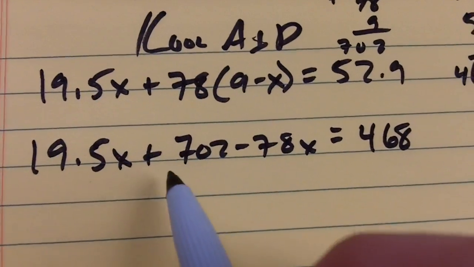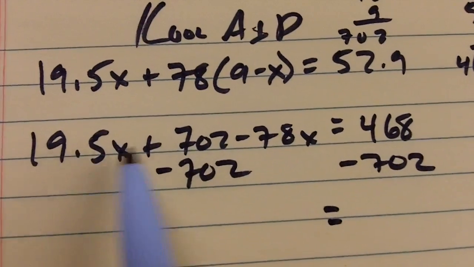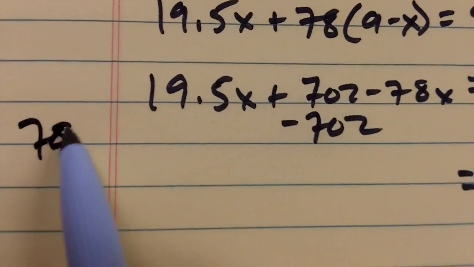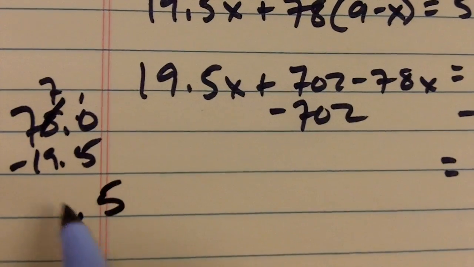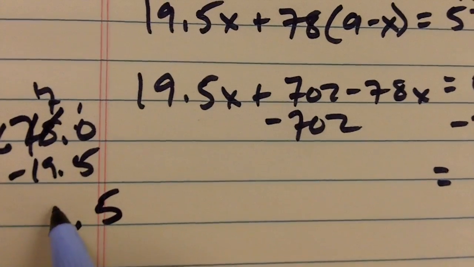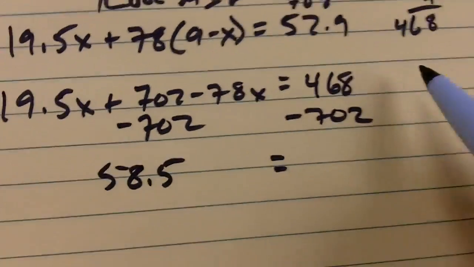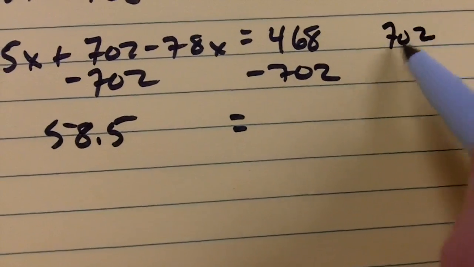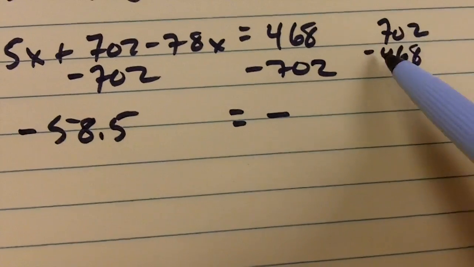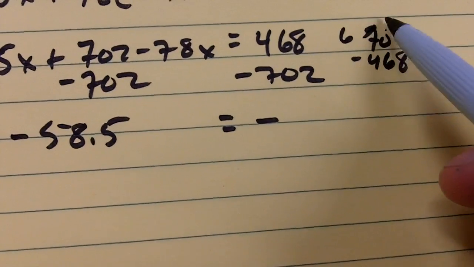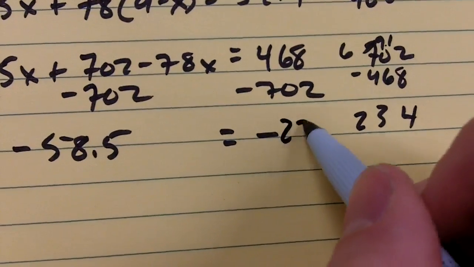19.5x minus 78x. We got to figure out what that is. We also got to subtract the 702. So we'll do both of those things. 78.0 minus 19.5 is 58.5. Equals 468 minus 702. So we take the bigger number minus the smaller number. Keep the sign of the bigger number, so it's negative. That gives 234.